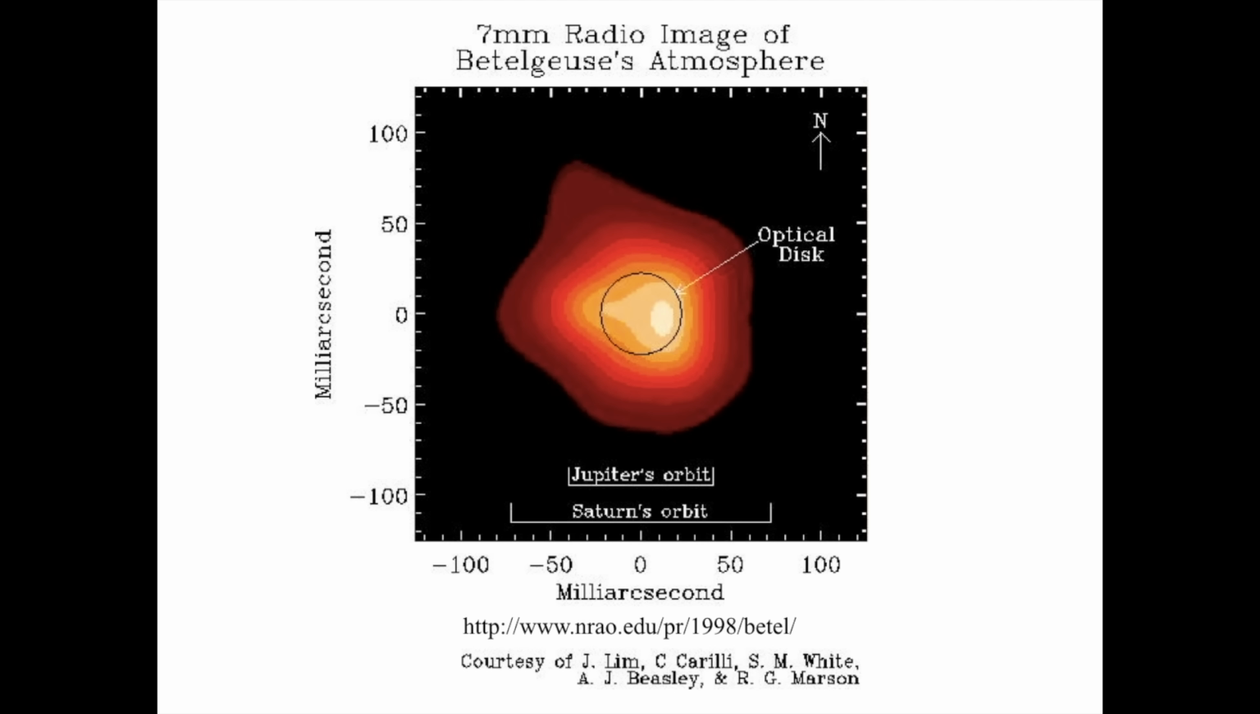We see that Jupiter's orbit would easily fit inside of this atmosphere of Betelgeuse, and so Jupiter would slowly spiral in. And we see that another thing about Betelgeuse, it's not spherical. It's not a spherical star. So people thought, wow, that's really interesting, 1998.